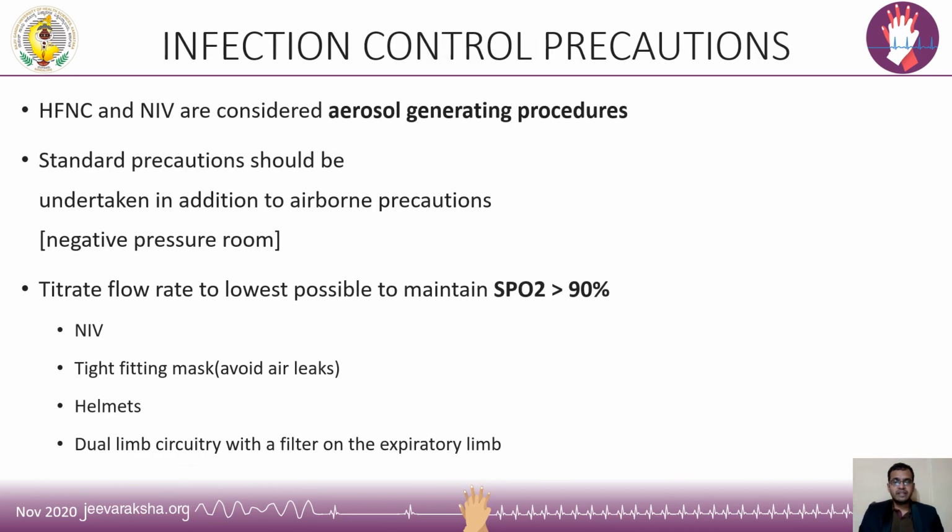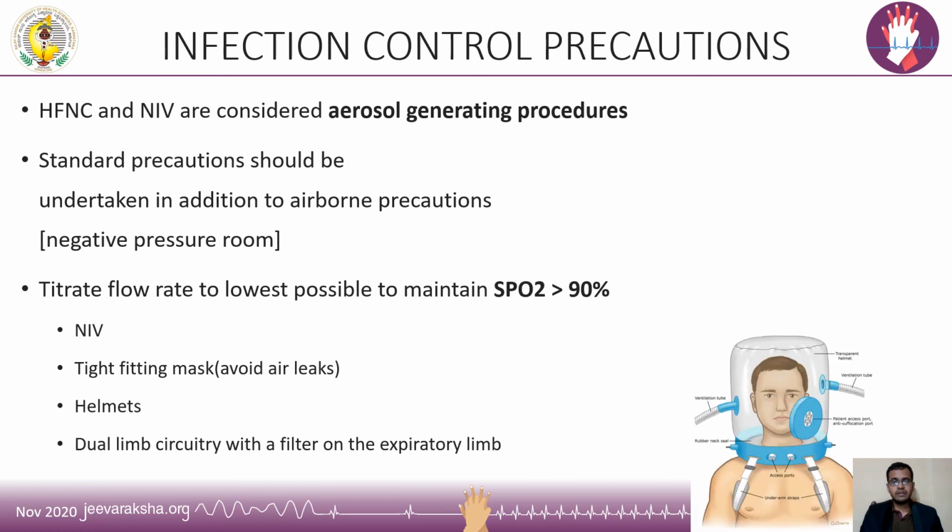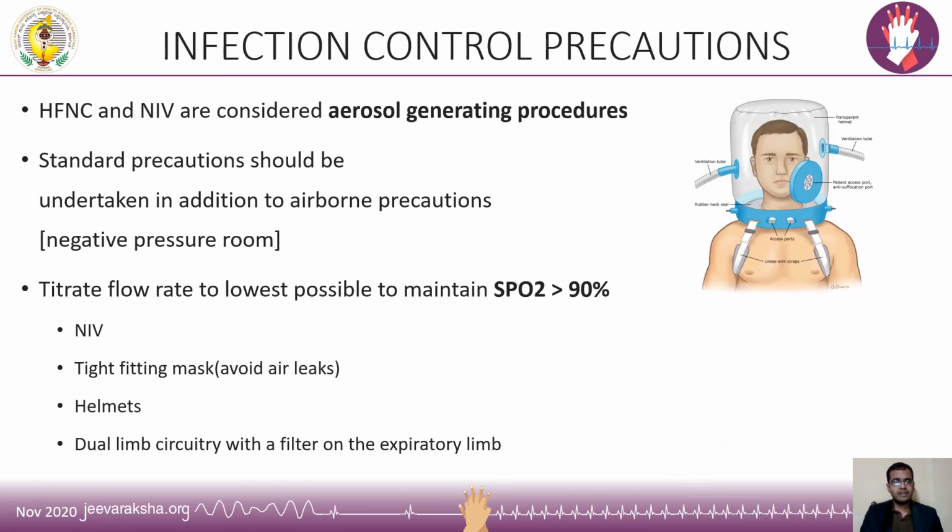Next would be the infection control precautions when you're using an HFNC and NIV. These are considered to be highly aerosol generating procedures. So apart from the standard precautions you undertake for airborne precautions, there are some alterations with respect to NIV and HFNC. When you're using an NIV, make sure you're using a tightly fitting mask. This will avoid air leaks and aerosol generation.